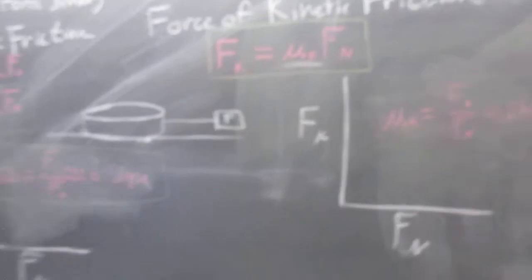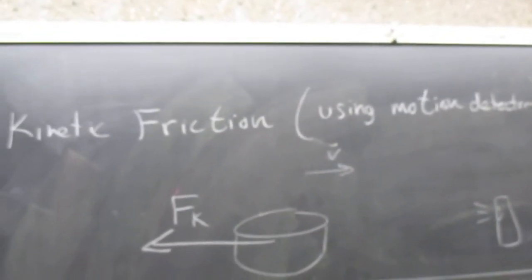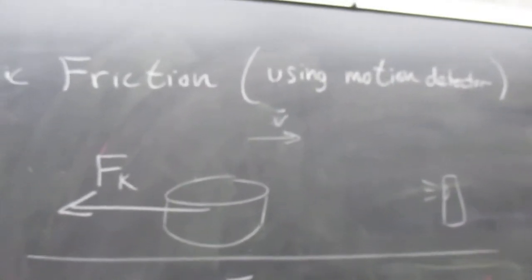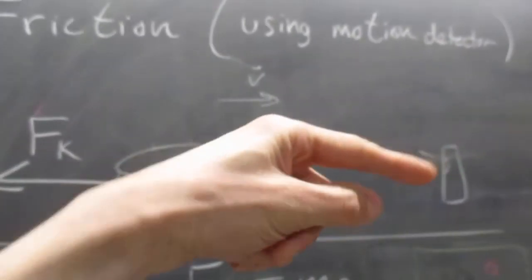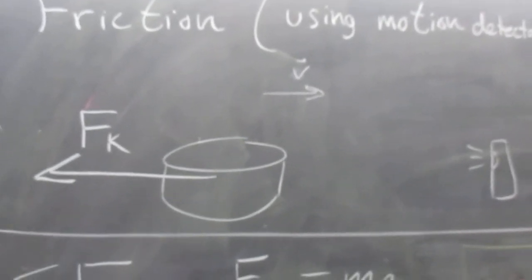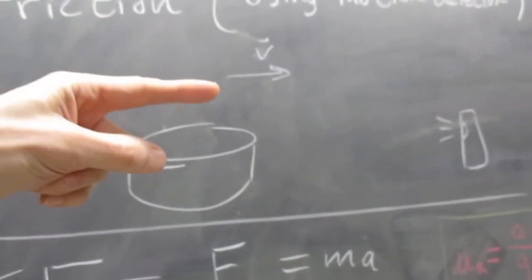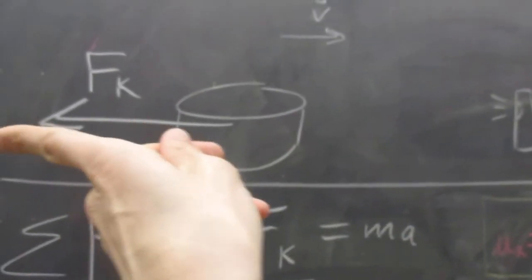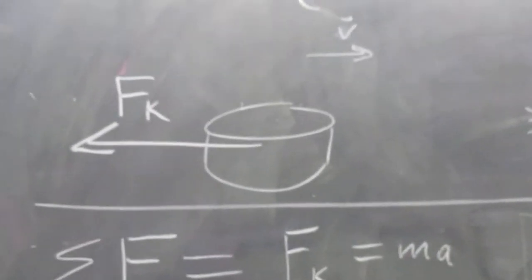Now we're going to do kinetic friction again, using a different method. We're going to use a motion detector instead of the force sensor. We'll slide our box towards our motion detector and let it slide to rest. So we're going to give it a push and let it slide to rest. Since our velocity vector is in that direction, friction opposes that motion, so our kinetic friction vector is in the opposite direction. Okay?